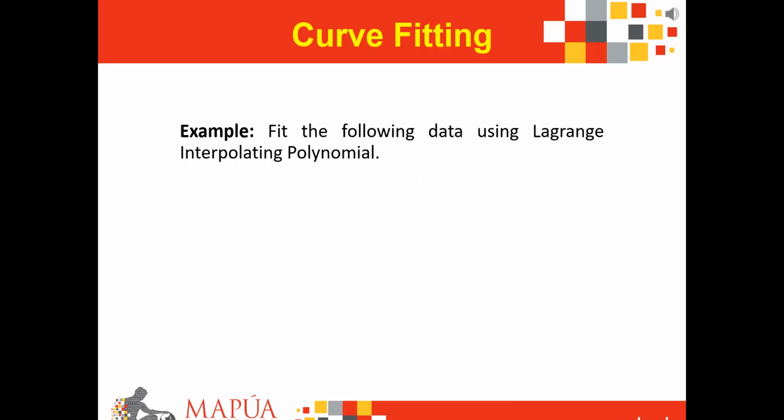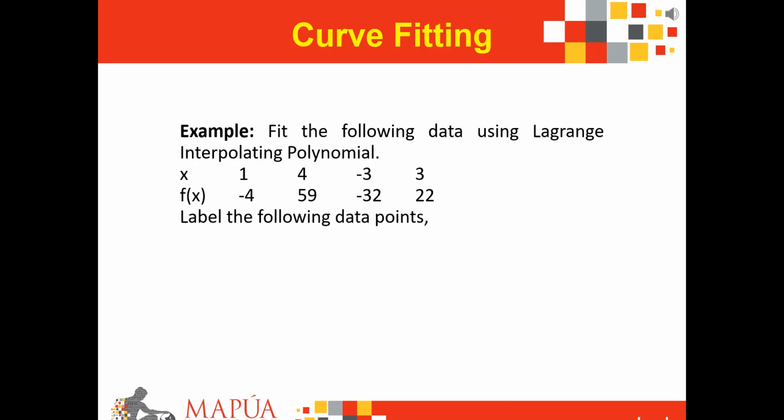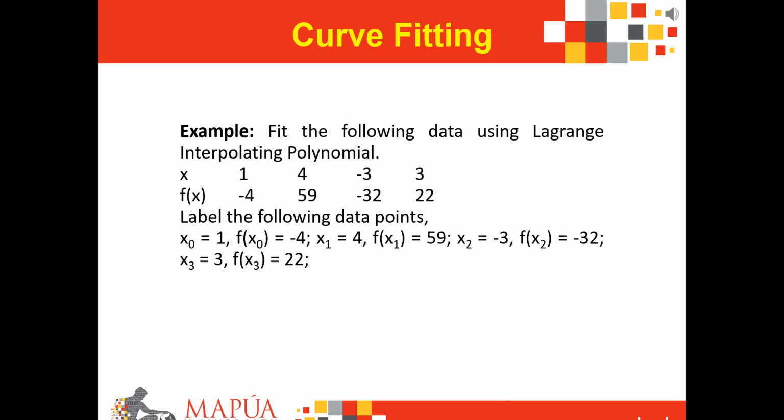Let's try to evaluate an example using Lagrange interpolating polynomial. Let's say I wanted to fit this given set of data using Lagrange interpolation. Since there are 4 data points, therefore we expect that we end up with a cubic polynomial function. Hence, I will then label your respective data values, x0 being 1, therefore your fx0 would be -4, your x1 would be 4, therefore your fx1 would be 59, and so on and so forth.